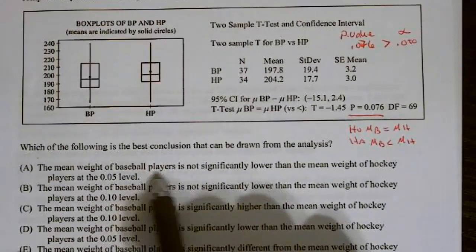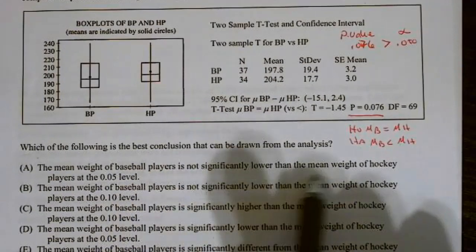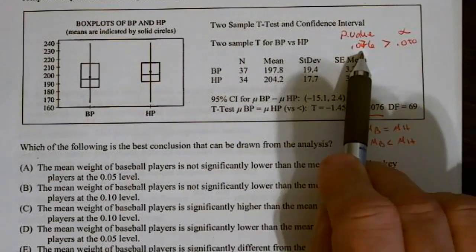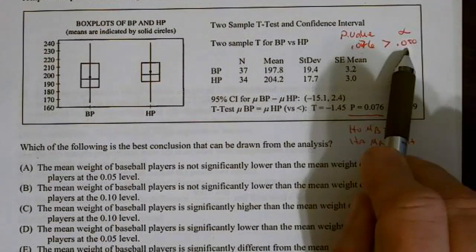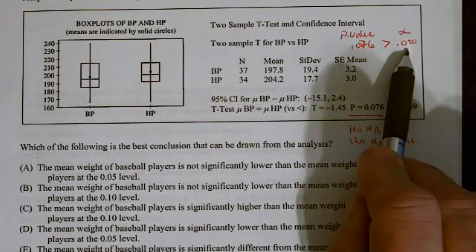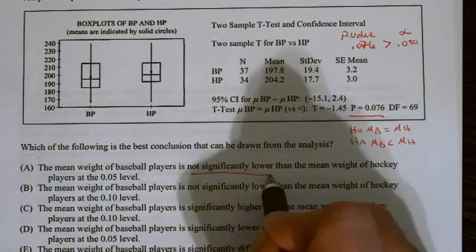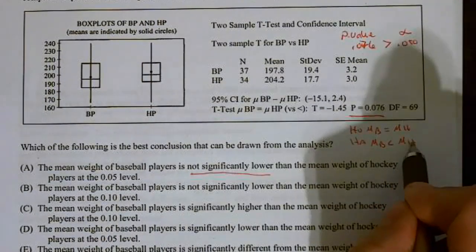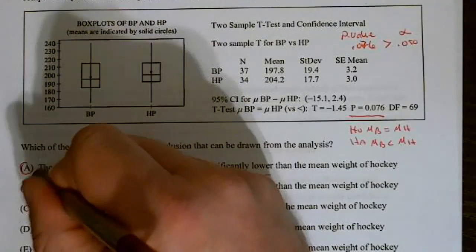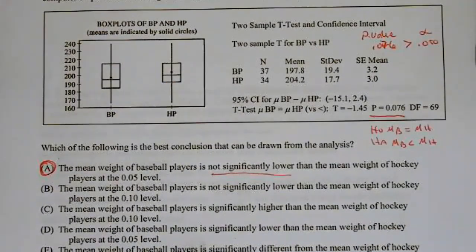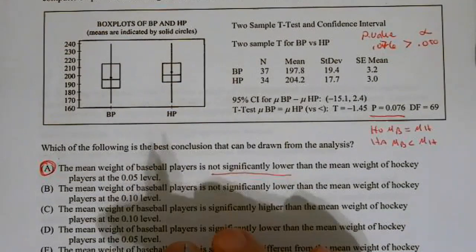The mean weight of the baseball players is not significantly lower than the weight of hockey players at the 0.05 level. Well, the p-value of 0.076 is greater than alpha, all right, which means we failed to reject. So that means it's not significantly lower. We failed to reject, all right? And so that right there happens to be my answer. So without going a lot further, the answer to number 37 is A.